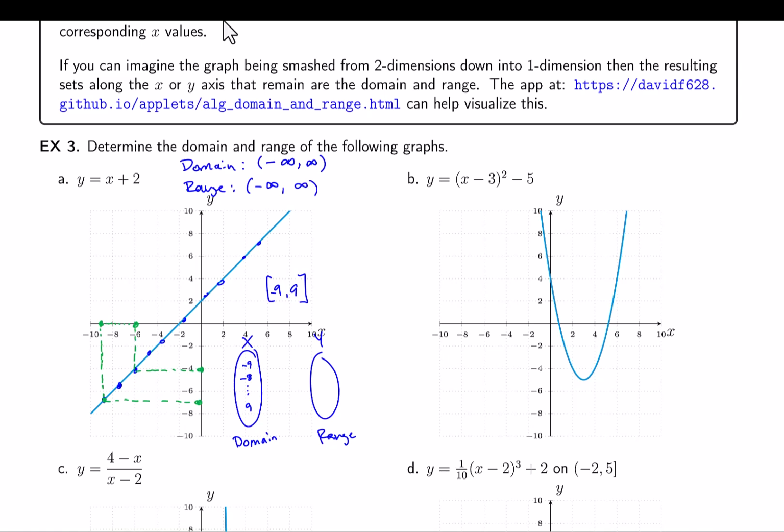Now, one thing that I ask students to do is try and imagine the image of the graph onto the x-axis. That's going to be your domain. Or the image of the graph onto the y-axis. That's going to be your range. Let me show you what I mean by the image of the graph there.